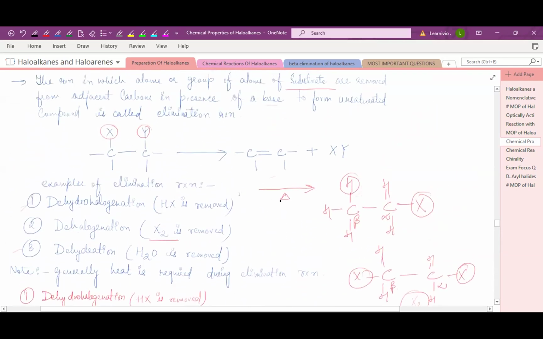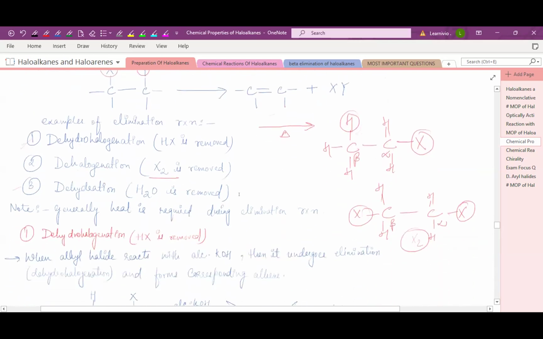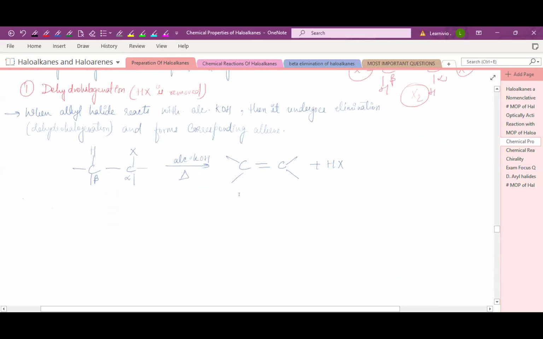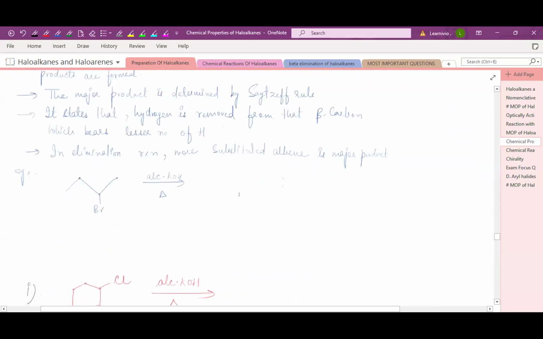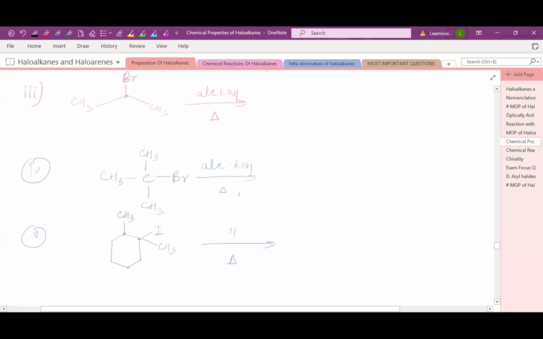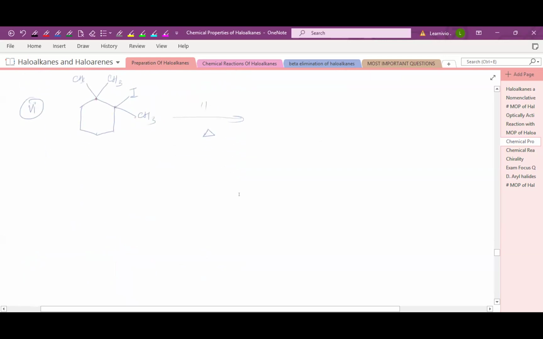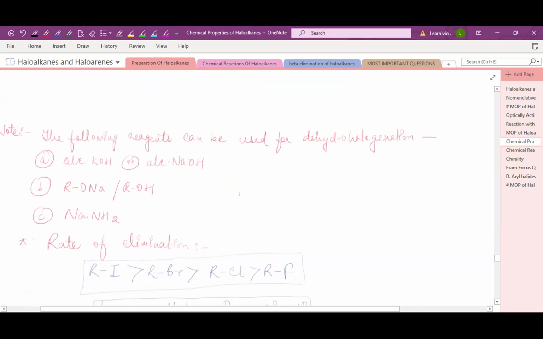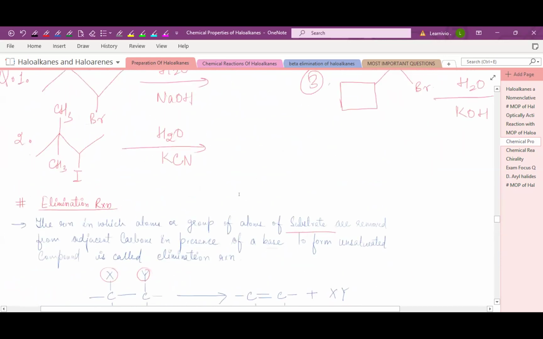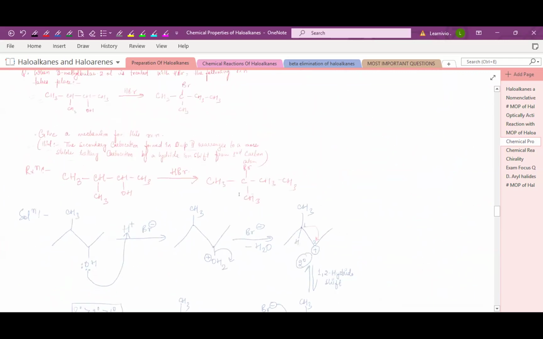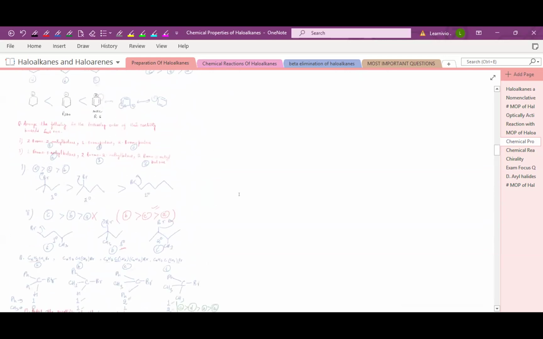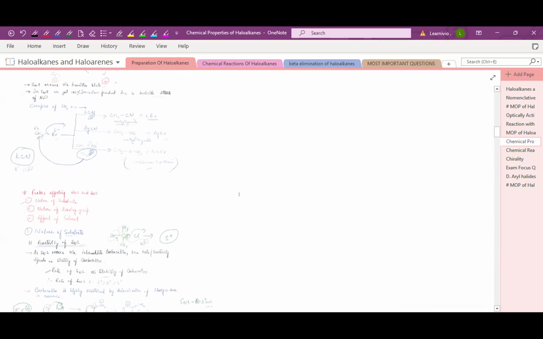So I gave you the overview of the elimination reaction. In the next class, I will discuss this in detail, like what the dehydrohalogenation reaction is. We will do some questions. We will learn what the Saytzeff rule is, and we will practice many questions, like which type of question can come in your exam. After the elimination reaction, we will discuss the reaction with metals. In metals, we will basically talk about the Grignard reagent, with magnesium metal.